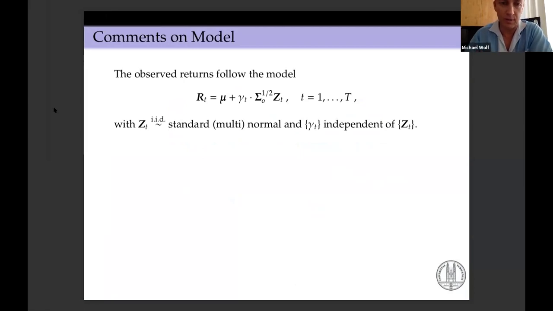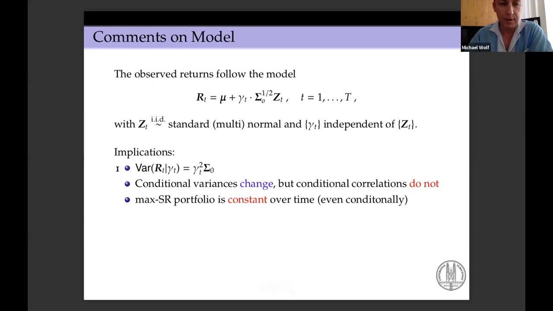So we've seen the model of this form, and there's this multiplier gamma t. What this implies is that the conditional covariance matrix is just a multiple of a common underlying sigma zero. Everything moves together in tandem according to gamma t or gamma t squared, which means that the conditional variances can change, but conditional correlations do not. And so a particular implication is that the max Sharpe ratio portfolio is constant over time, even conditionally.